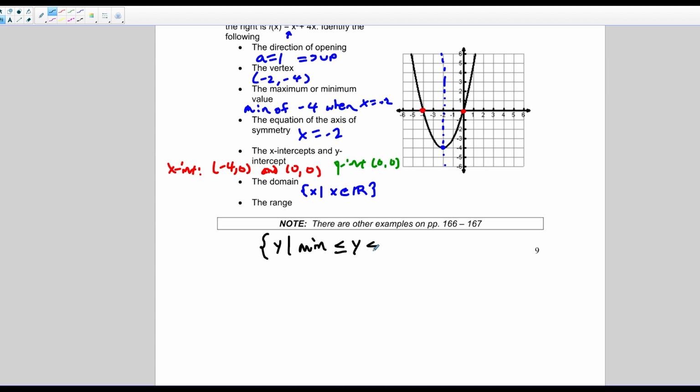So y is going to go in the middle there, and your maximum value is going to go right there. And we're going to have y as an element of the real number system. So typically it's going to look something like this.